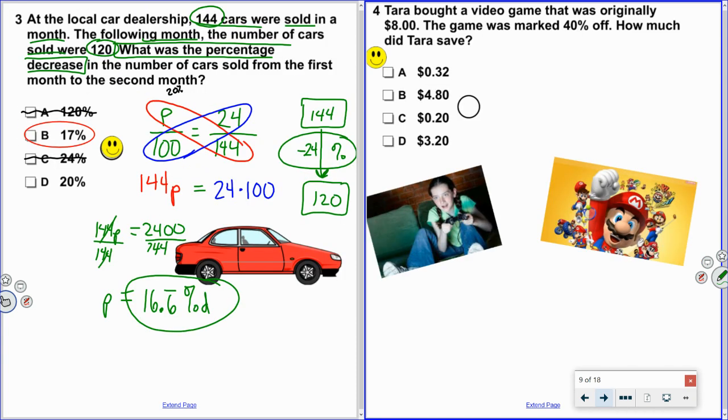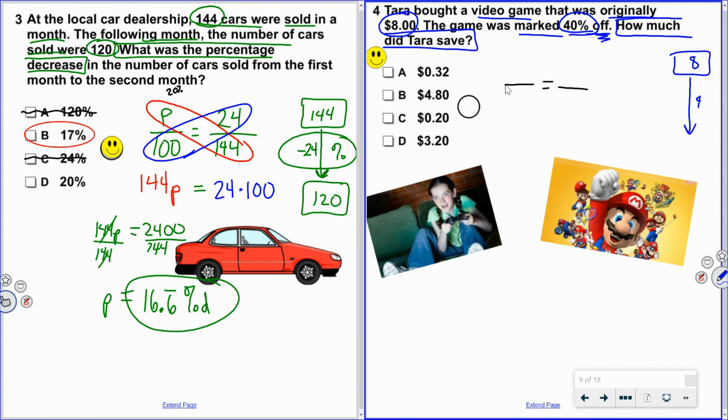Let's look at similarities and differences with number 4. All right, what do we got? Tara bought a video game, originally $8, marked 40% off. There's a key math word. How much did Tara save? Now look, ladies and gents. We got a video game that's $8. The cost decreased. It actually decreased 40%. Could we find this? Yes, but that's not what the question's asking. The question is asking, how much did she save? In other words, how much did that cost decrease for 40%?